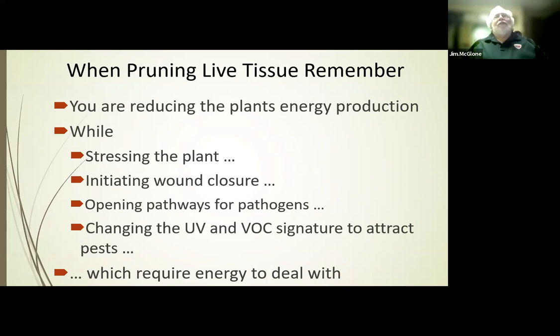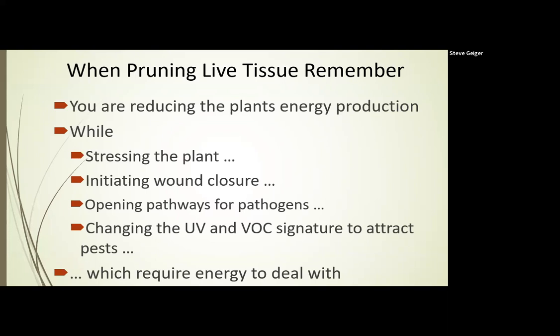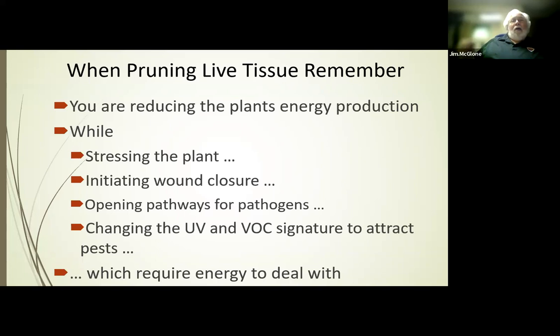Before we get started, I want to remind you that when you are pruning live tissue, you're reducing the plant's energy production because you're cutting off some of the tissue that can conduct photosynthesis and create energy for the plant. And at the same time, you stress the plant, you create wounds that the plant needs to use energy to close. You're opening pathways for pathogens, and it takes energy to fight them. You may also be changing the UV or the volatile organic compound signature, which can attract pests. And all of those things are going to require energy to deal with.